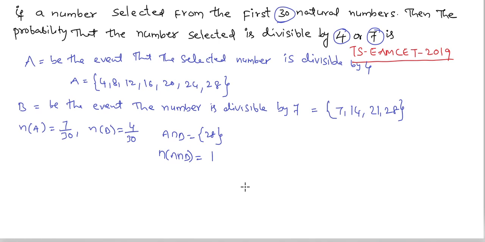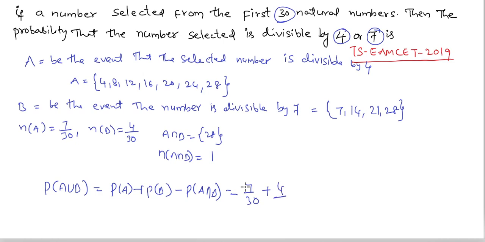So the required probability of A union B is equal to P of A plus P of B minus P of A intersection B. P of A value is 7 by 30 plus P of B, 4 by 30, minus intersection, that is 1 by 30. 7 plus 4 is 11, minus 1 is 10 by 30, that is equal to 1 by 3.